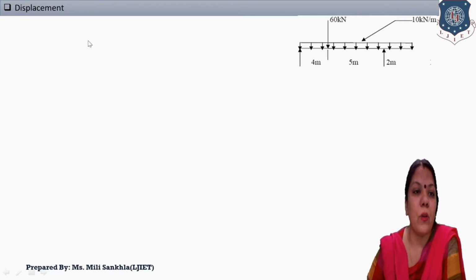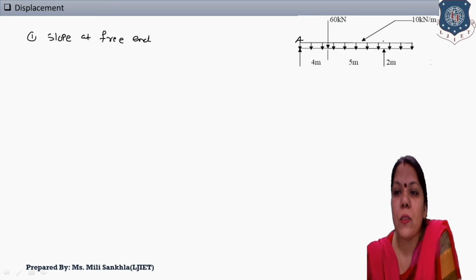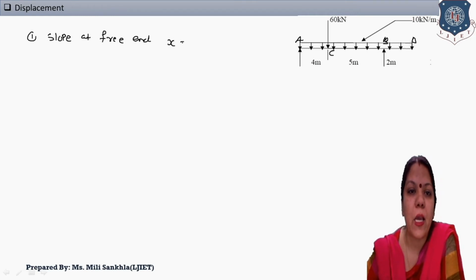Okay, now next, right here, we find out slope. First we find out, right down here, where is the point of slope and deflection? Slope at free end. Again mention the point: this is our A point, this is our B point, this is our C point, and D point. Now what is the distance at D point? 4 plus 5 plus 2, that is x is equal to 11 meters. So we take distance x is equal to 11 meter.